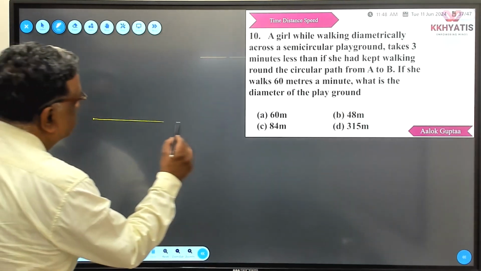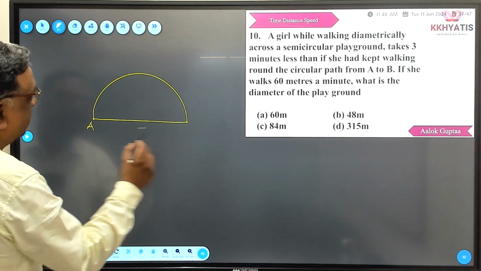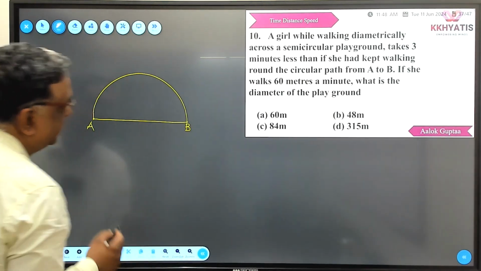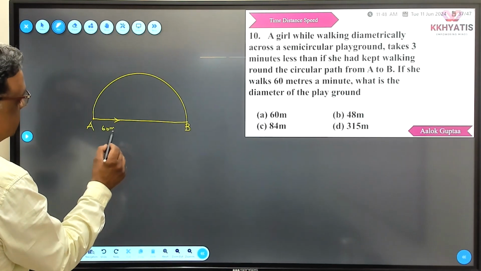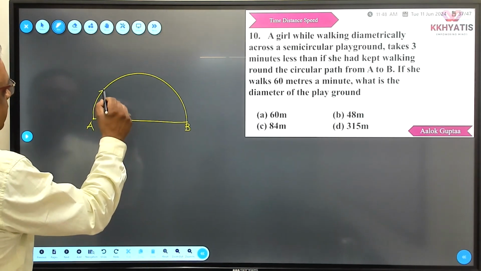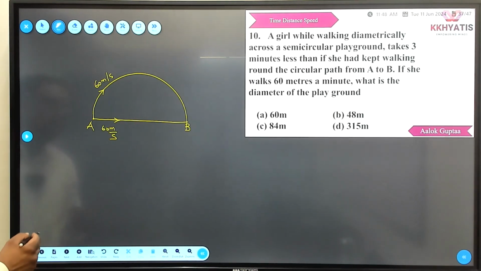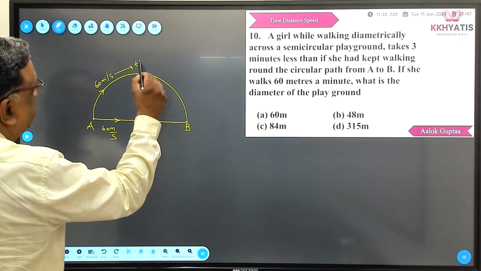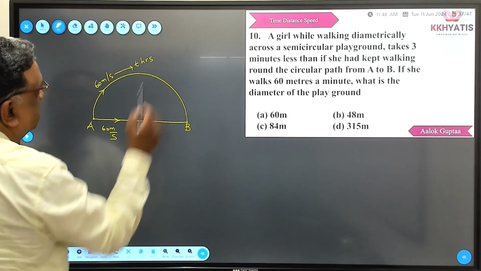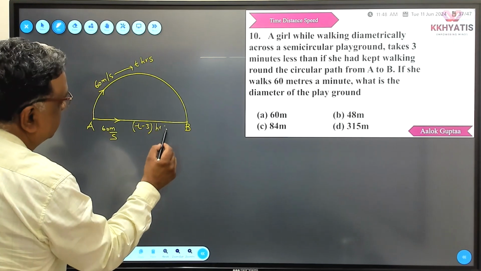So there is a semicircular path A and B, right? So if she's walking here at 60 meters per minute, and if she's walking on this route at 60 meters per minute, if she takes time t here, she takes t minus 3 here. That's what has been given to us.